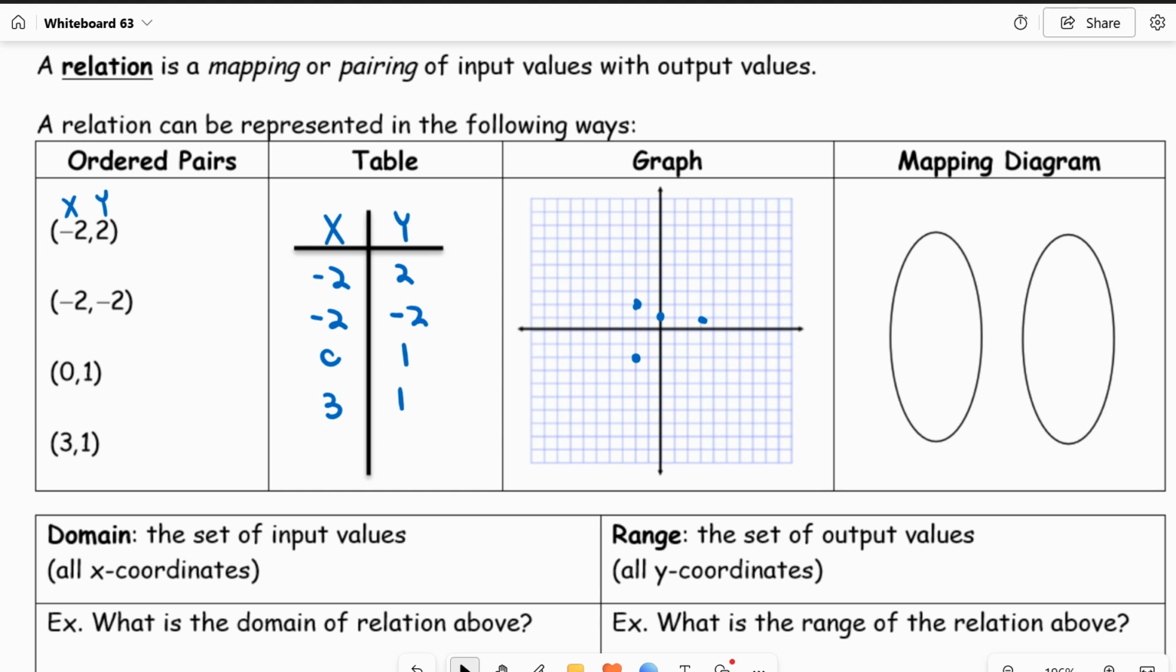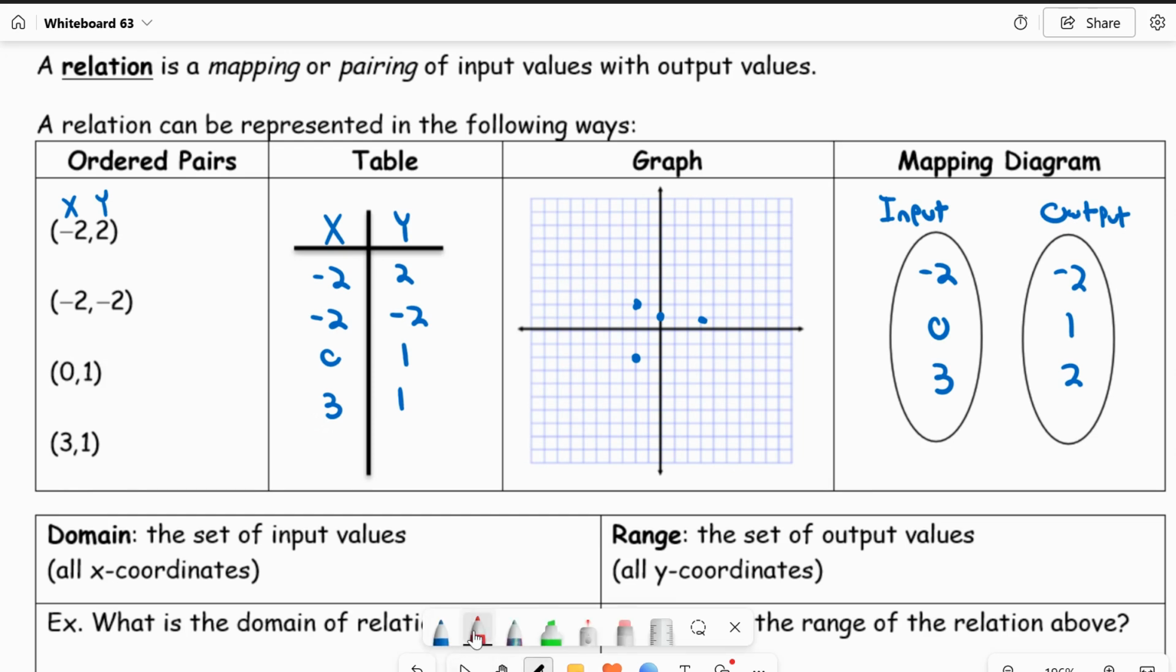And then we could also use a mapping diagram. In a mapping diagram, your first oval will be your input, and your second oval will be your output. Your input values are your x values. Let's go through and list our x values first. We would have -2, 0, and 3. And then let's list all of our y values. It should be -2, 1, and 2.